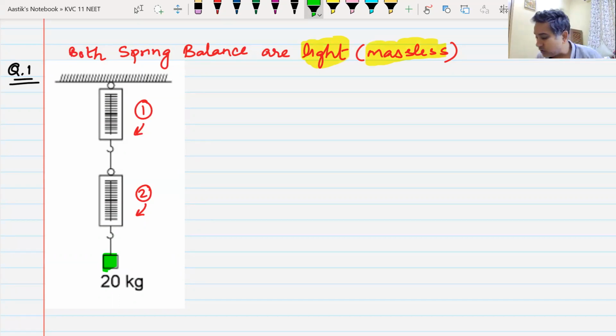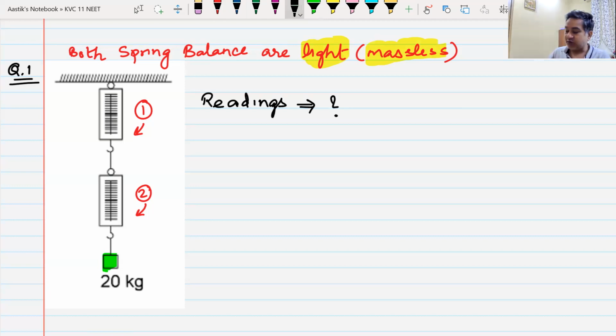And then they ask you what is the reading in the spring balance. What is the reading in spring balance 1? What is the reading in the spring balance 2? So that is what I'm asking. What are the readings of the spring balance 1 and 2? And you have 1 minute to give me the answer.